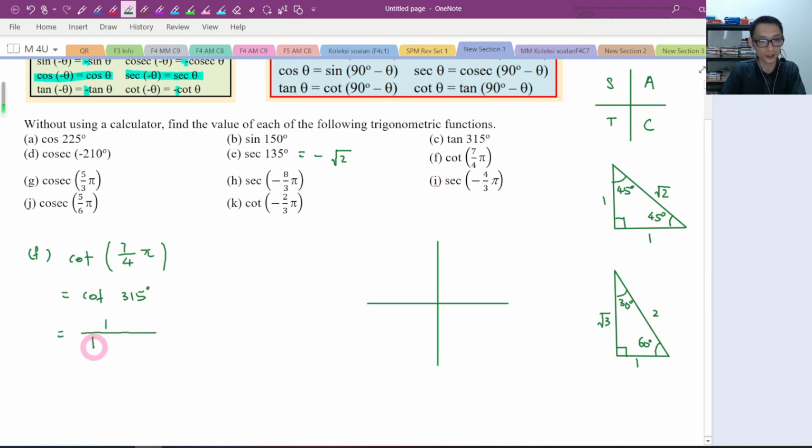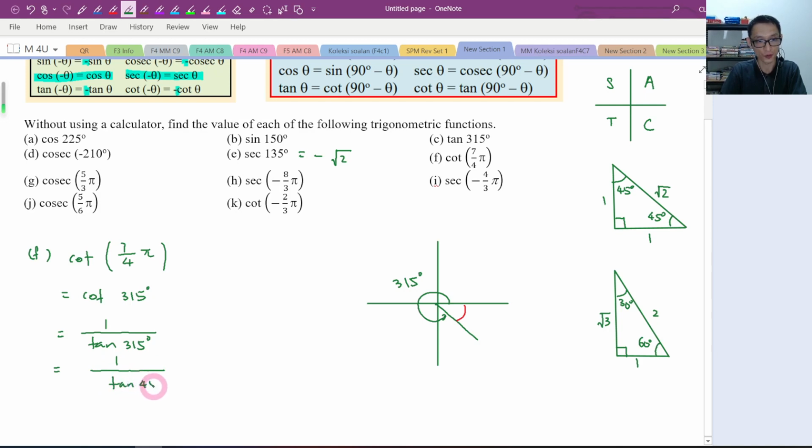1 over tangent 315 degree. Sketch the diagram, 315 degrees over here. What is the reference angle? The reference angle is over here. How do we get this angle? We take 360 minus 315, which will give you 45 degree.